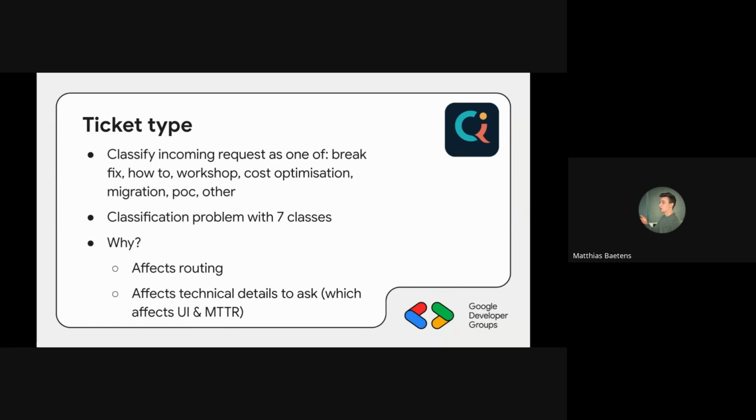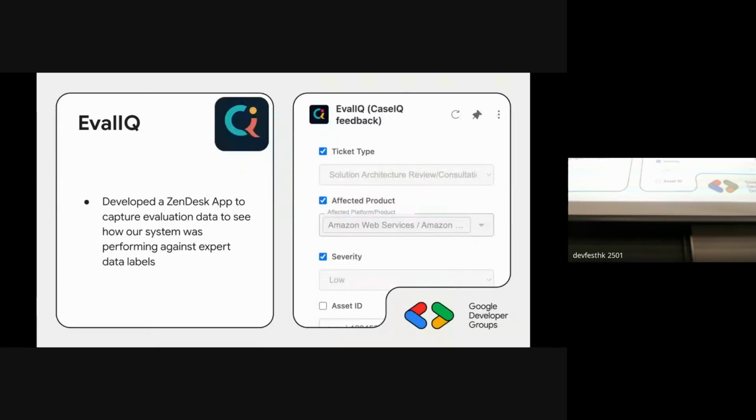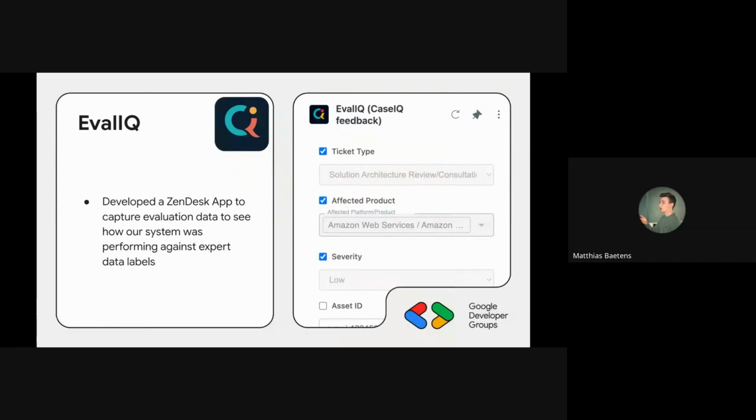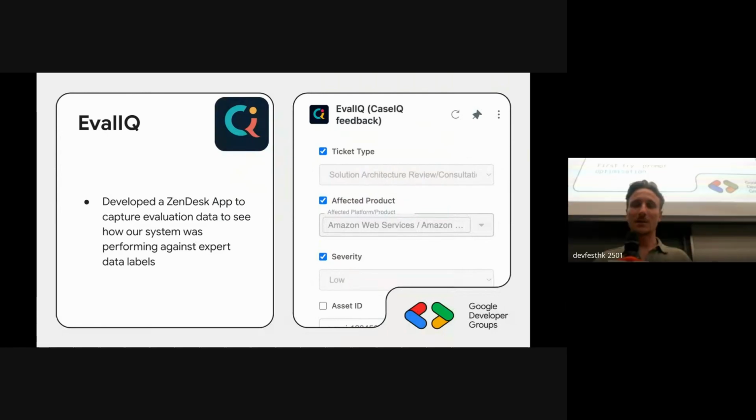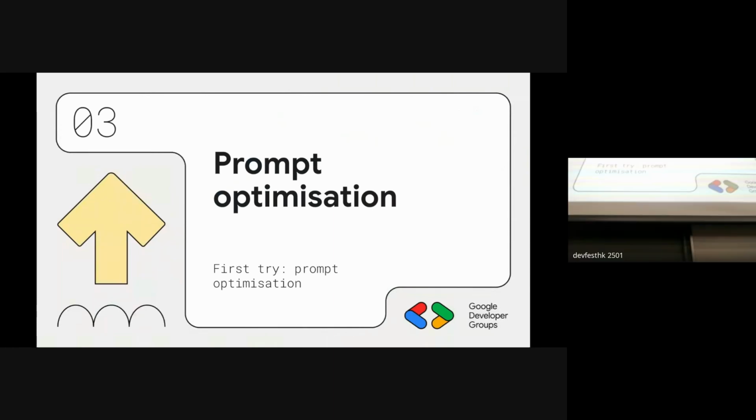So we had the system. We also want to start collecting some data. For that we have an application that captures the data from the architect to get feedback on the system. And that's basically where the ticket type classification journey started.